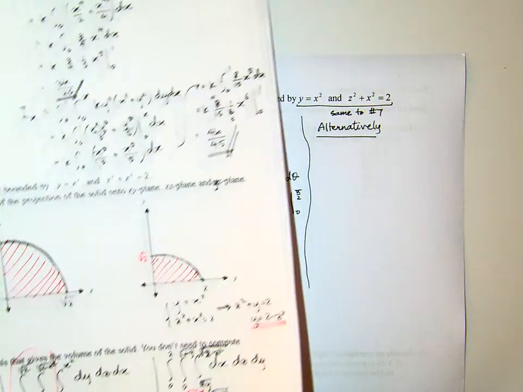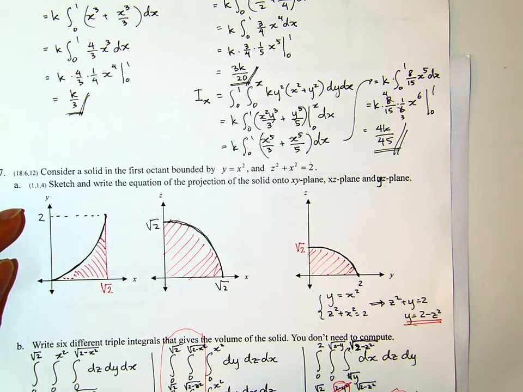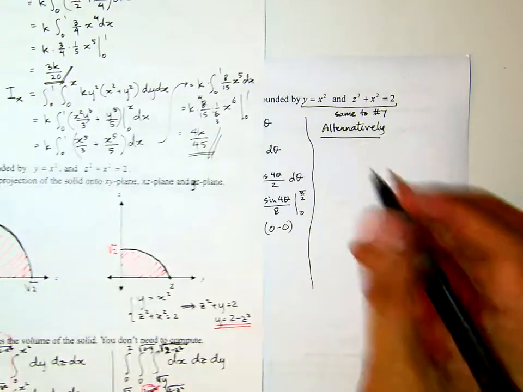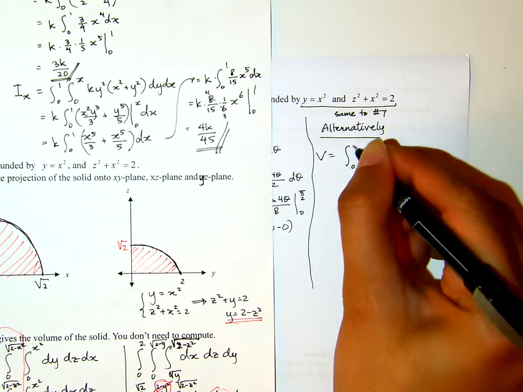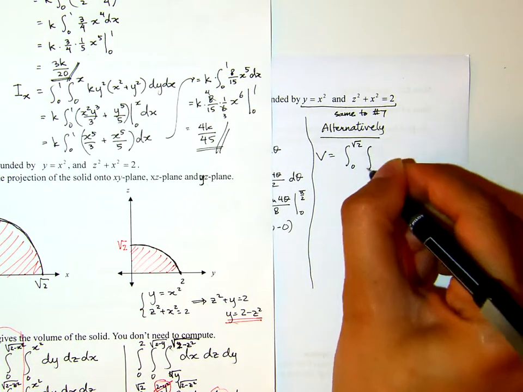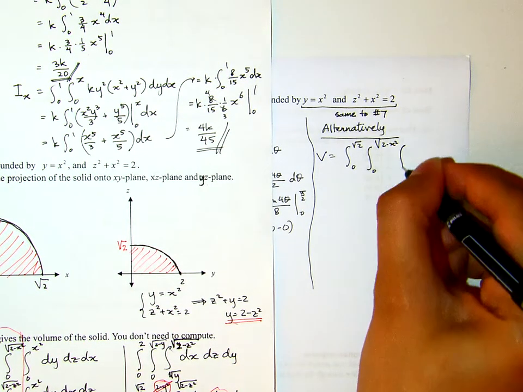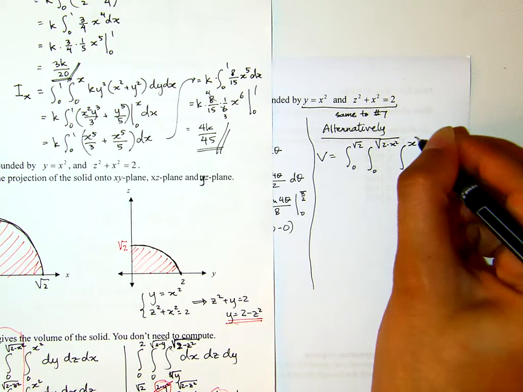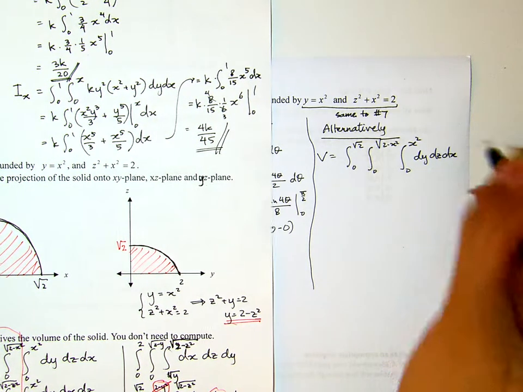Alternatively, I will look at the one here. Okay, I will use either one of these. Let me use this one. The volume equals the integral from 0 to square root of 2, integral from 0 to square root of 2 minus x squared, integral from 0 to x squared dy dz dx.